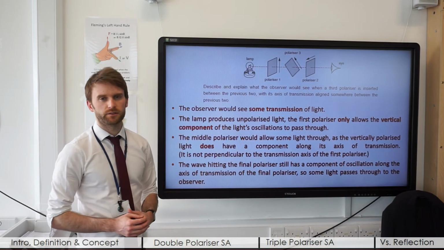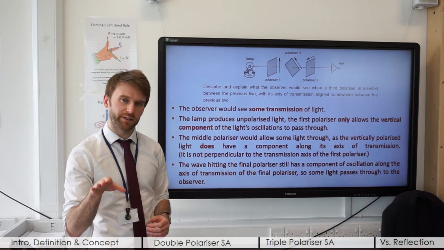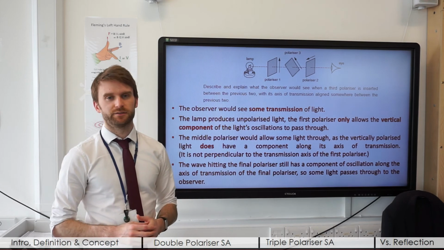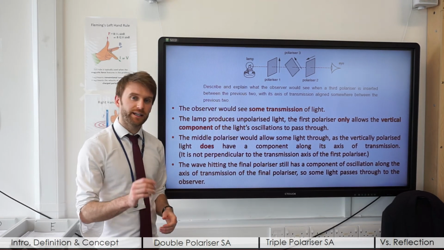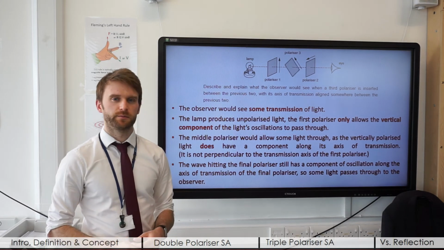Read that standard answer back to yourself and check that it makes sense. This is talking about the component-wise nature of light, which is a bit unexpected, but very important. And again, this is unique to transverse waves.